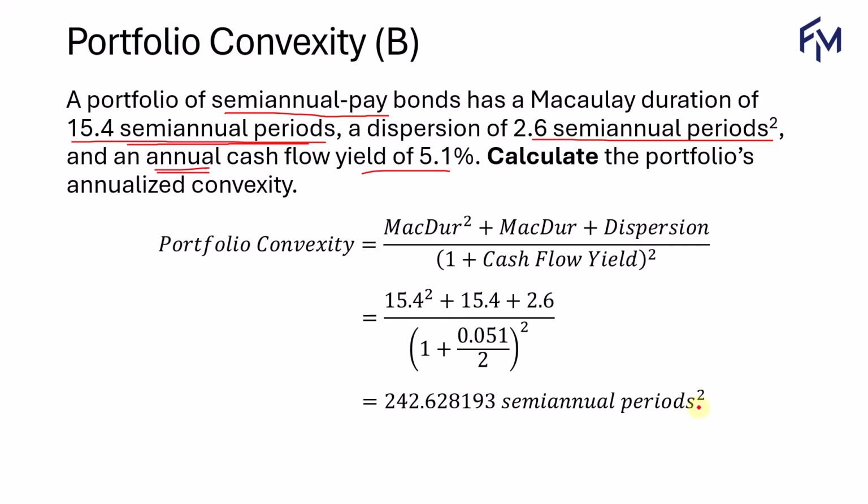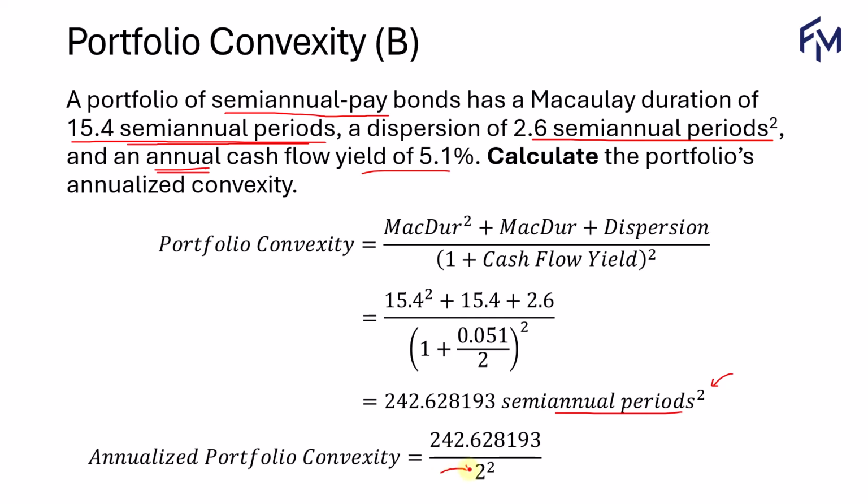and we'll get 242.628193 semi-annual period squared. So you can see that the convexity retains the same unit, which is semi-annual periods, and is squared because it's a second order effect. Now to get the annualized convexity, we have to divide by 2 squared. We divide by 2 because we are going from semi-annual period to annual period. So that is 1 year with 2 semi-annual periods, so we divide by 2. But the squared here, the power 2 here, is because convexity is a second order effect, so we need to include that squared. And we'll get 60.66 years squared. Okay, so that's the annualized portfolio convexity.